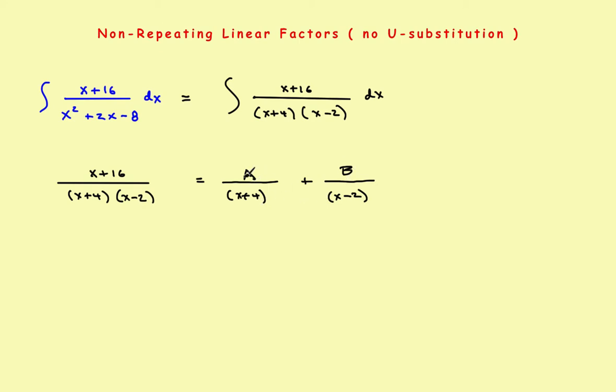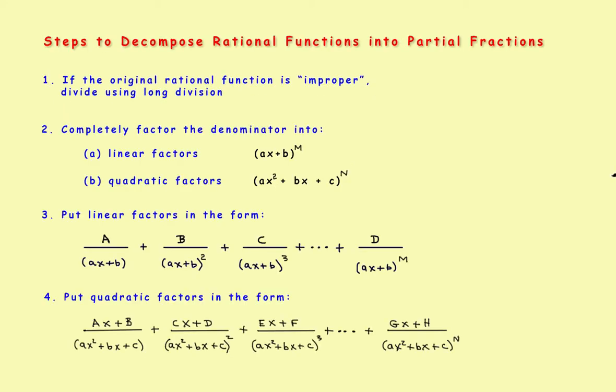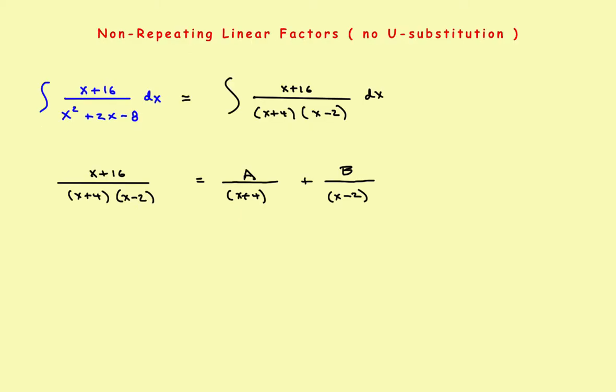Now, if you're not familiar with this part where you get the A and the B, let me back up and show you the rules that we used in the last video. In that last video, we went through and showed how to decompose something into partial fractions. If it was linear factors, it looked like this. If it was quadratic factors, it looked like this. So I am assuming that you have watched that video and you're familiar with how to decompose it. If you're not, then you definitely need to stop this video, watch that previous one, and then come back to this one. So we'll go on from here.